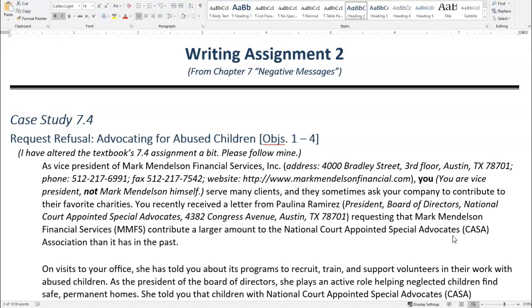So that's paragraph 2. Paragraph 3 is where you're going to provide an alternate solution. So paragraph 3 is your chance to extend the olive branch. You're not able to give the recipient what he or she wants, but what can you offer?